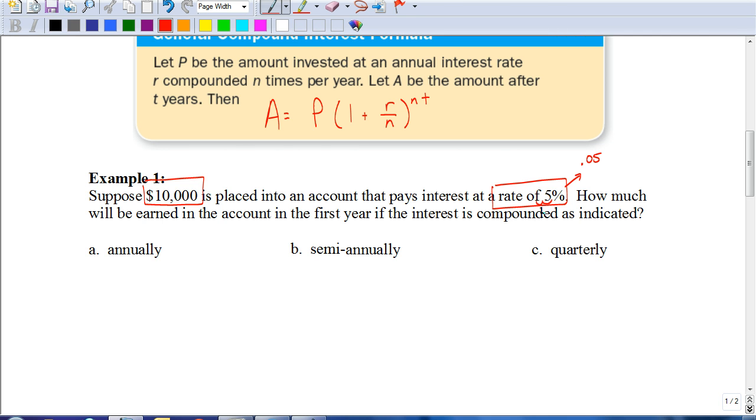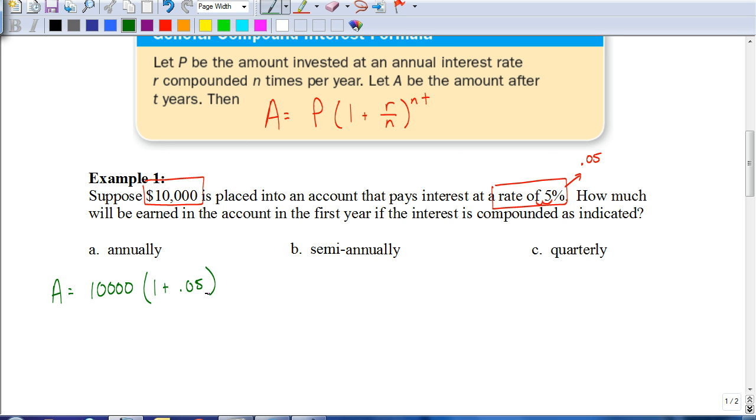So if it's compounded annually, that means the number of times it's compounded is just once a year. So N would be 1. Remember, if you divide something by 1, it's going to stay the same. So in this scenario, our equation would be A equals our principal, which is $10,000, times 1 plus our rate, which is 0.05, divided by N. Again, in this case, our N is going to be 1. So it'd just be 0.05 divided by 1, or just 0.05.